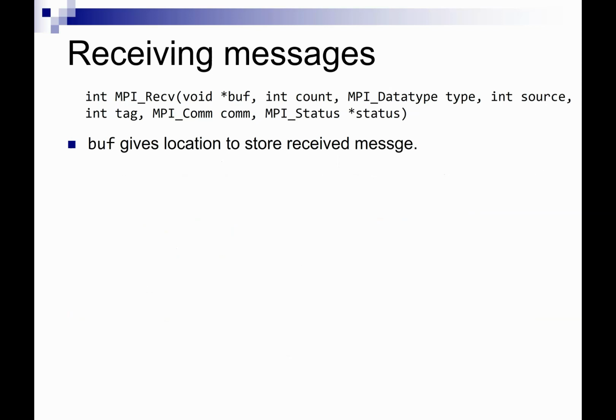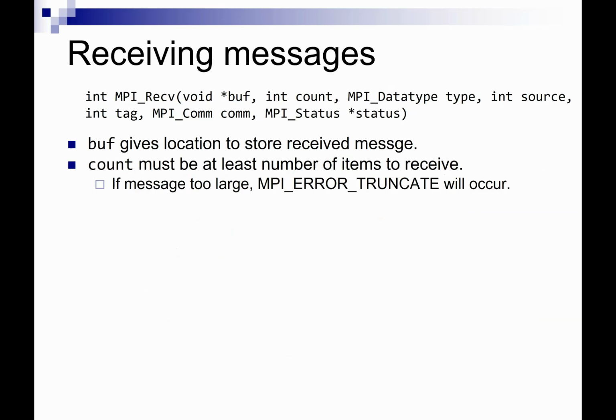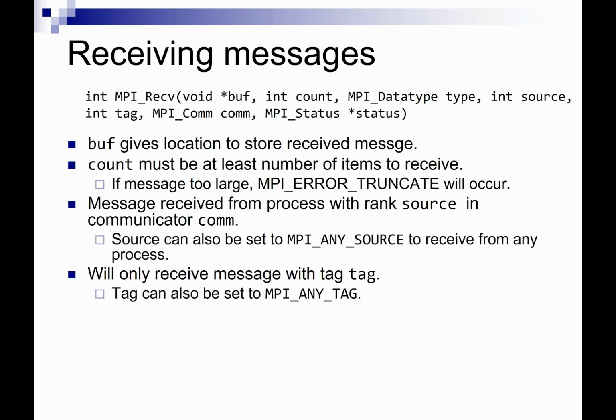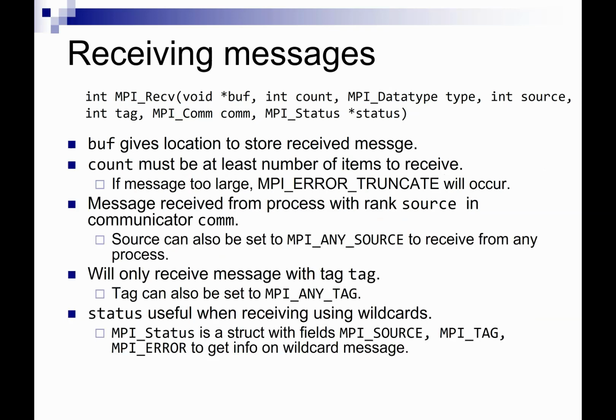Okay, so we talked about how to send messages. Next, we look at how to receive messages. So here, you're going to call the MPI receive function. Again, this has a number of arguments. This buffer is, again, a pointer to a memory location, and this is where you're going to store the data that you receive. So you have to pre-allocate this buffer to store the data.